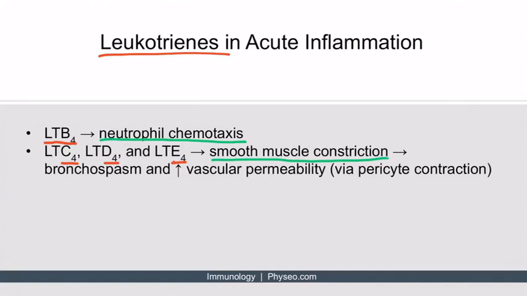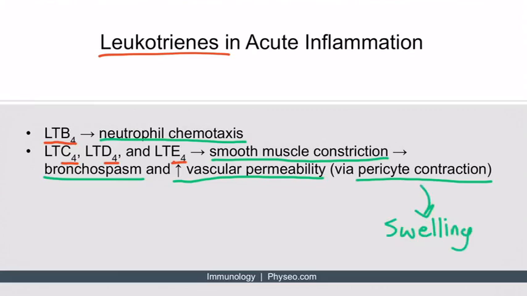This includes the smooth muscles around the bronchioles, which, if constricted, can cause bronchospasm. In fact, there are medications for asthma patients that aim to block leukotriene production or prevent leukotriene activity to prevent this bronchospasm. And with this smooth muscle constriction, LTC4, D4, and E4 can increase vascular permeability. And they do this because the endothelial cells have pericytes surrounding them, and they cause them to contract. And when they contract, this will open gaps in the vasculature, making it more permeable. So this is yet another way in which acute inflammation can increase tissue swelling.